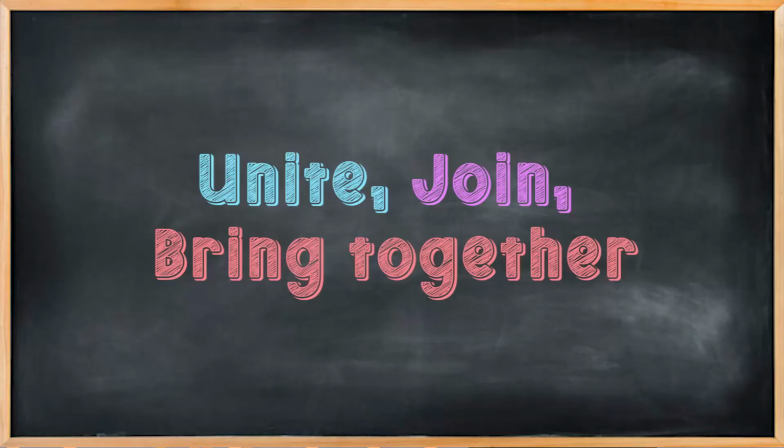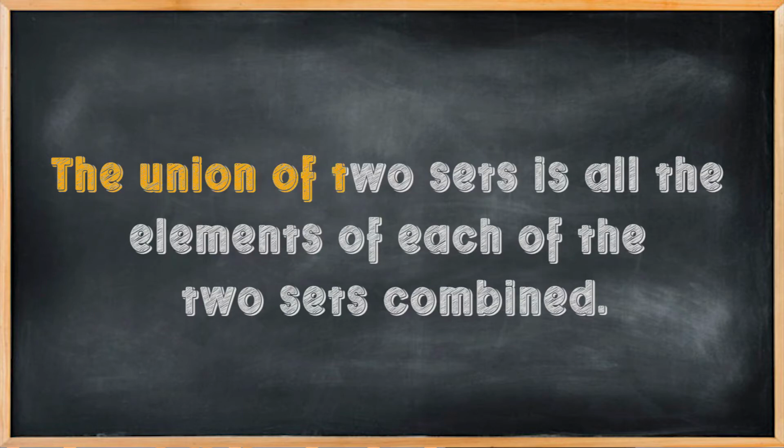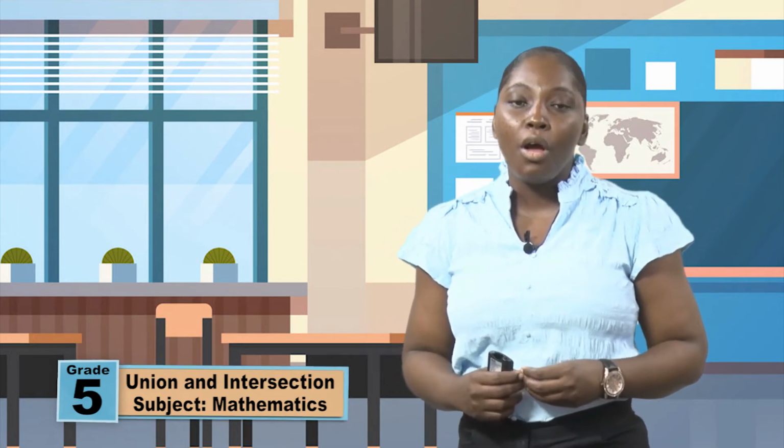I'm sure that you would have come up with answers like unite, join, bring together. All of those words are correct. The union of two sets is all the elements of each of the two sets combined, which means we bring together or we join all the members of the two sets.